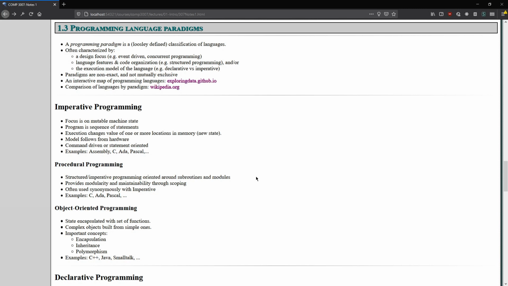Now, the main division when we're talking about paradigms is between imperative and declarative. So roughly speaking, the declarative languages focus on what the computer should do, whereas imperative languages focus on how the computer should do it. So let's go through a bunch of these different paradigms in turn, starting with the imperative class of paradigms.